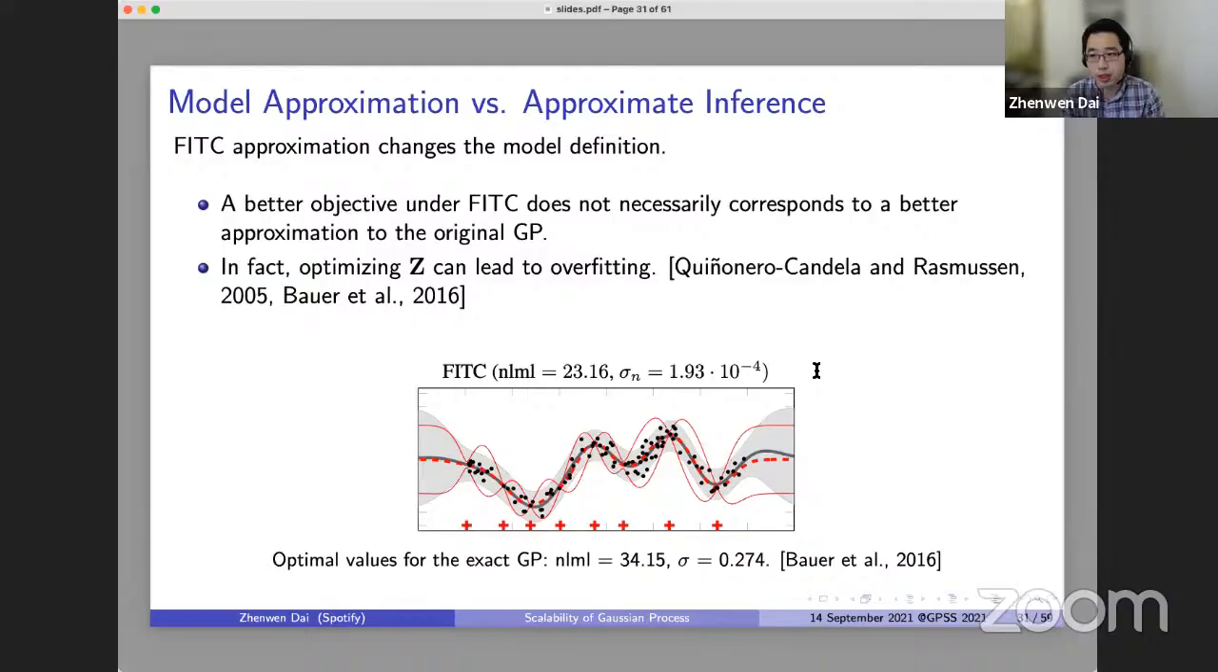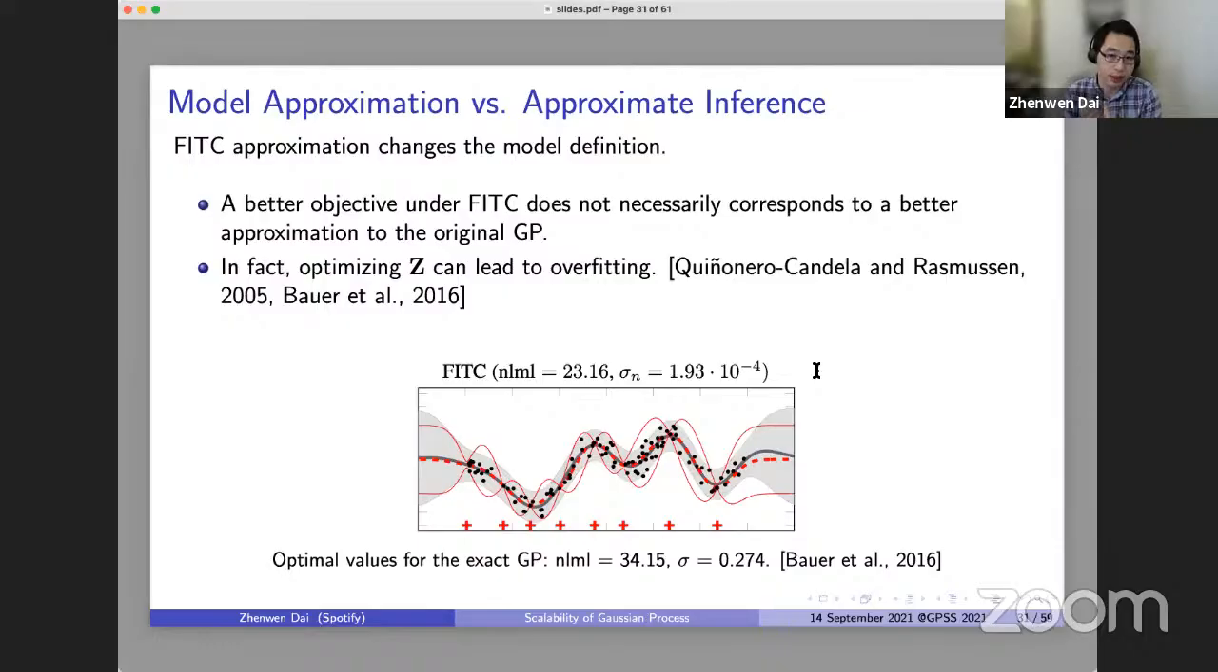One thing we noticed: remember previously, to get the computational benefit of FITC, we approximate a full covariance matrix by a diagonal covariance matrix. That of course introduces errors in the calculation. The resulting effect is that a better log objective, basically a better log likelihood, does not necessarily correspond to an approximation closer to the original Gaussian process.